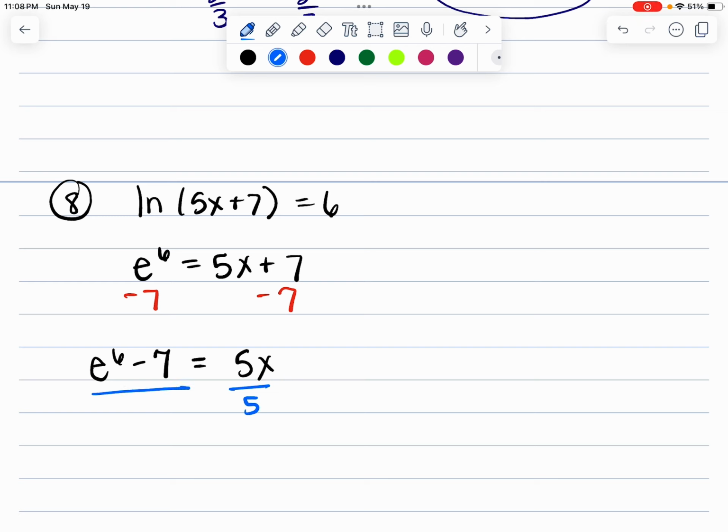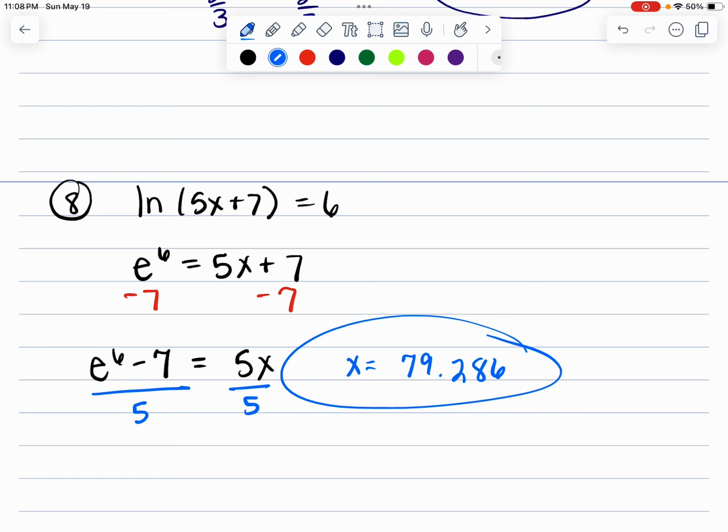And that's precisely what I'm going to be entering into my calculator. e to the 6th power minus 7. And then that answer divided by 5. And they do ask me to round to the nearest thousandth on this one specifically. So that's 3 decimal places. That'd be 79.286 for that one. So logarithms, that's what we started off the semester with.